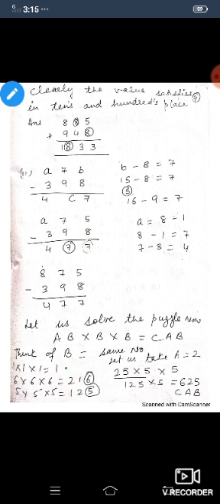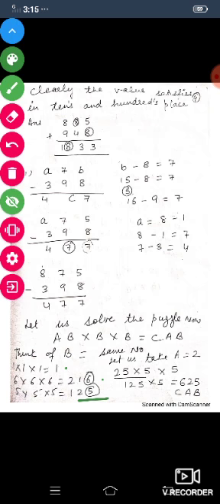It's 1 into 1 into 1, that is equal to 1. It's 6 into 6 into 6, 216. Again the unit digit is same. 5 into 5 into 5, that is 125. Again the unit digit is same. So I think the most suitable number is 5.